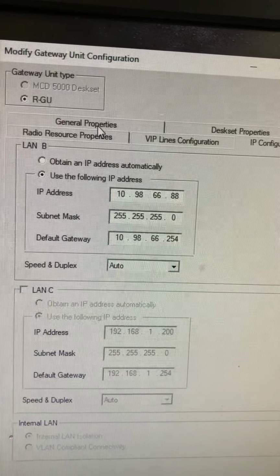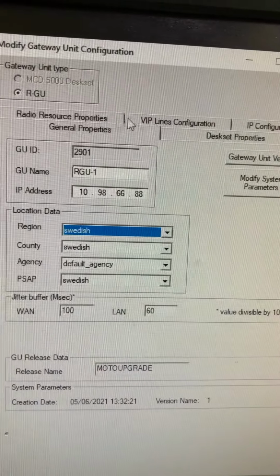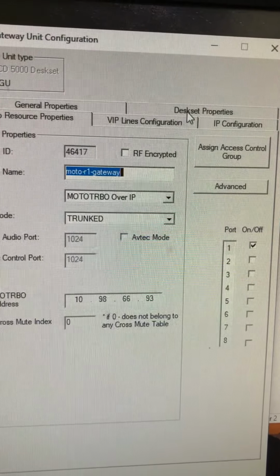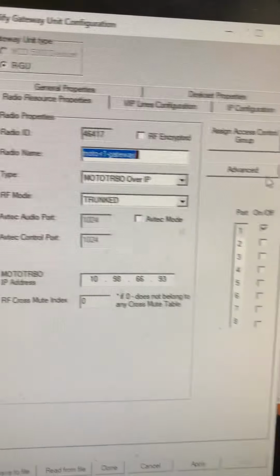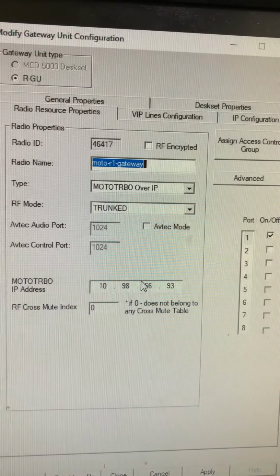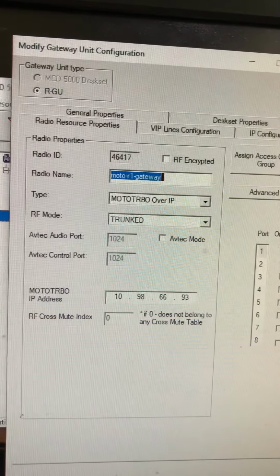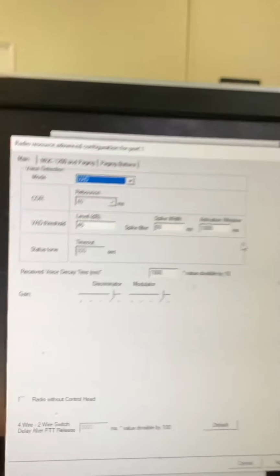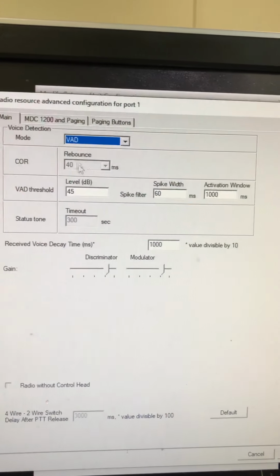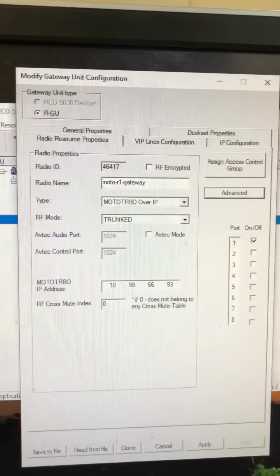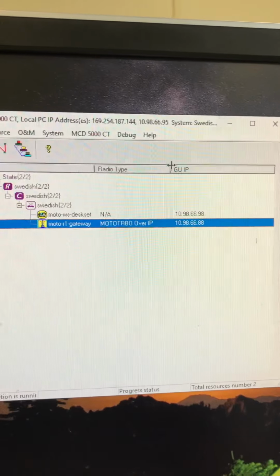And then let me see what else is there. The radio resource properties I talked about already. It's not a desk set, so I don't really see any reason for that. And then this port right here is on, I guess, port 1. I never did quite get what these two things actually mean. And then here's some advanced. There's no paging here. So anyway, that's that unit.